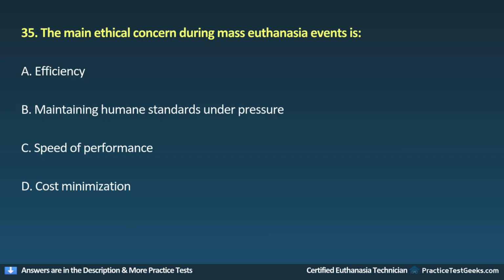35. The main ethical concern during mass euthanasia events is A. Efficiency. B. Maintaining humane standards under pressure. C. Speed of performance. D. Cost minimization.